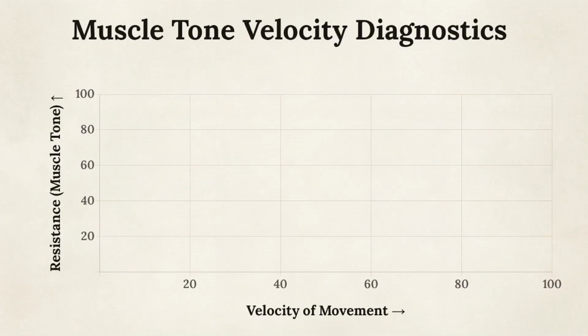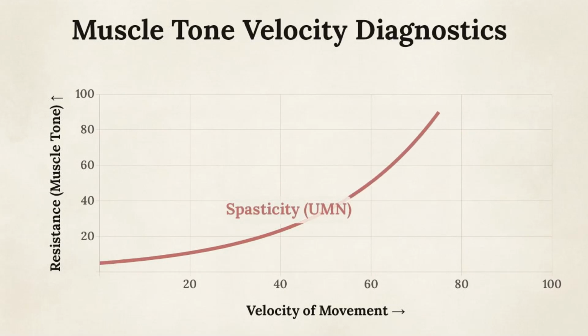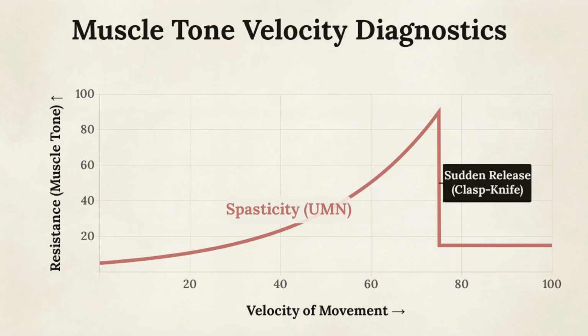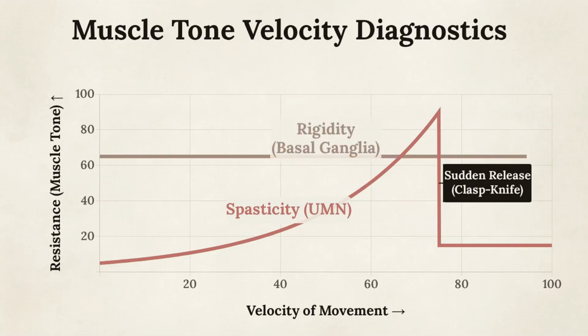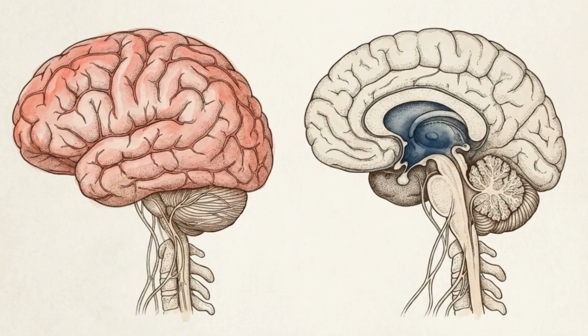To diagnose the specific type of brain lesion, we look at velocity dependence, how resistance changes relative to the speed of movement. Spasticity is a specific sign of an upper motor neuron lesion. Moving the limb faster causes resistance to build exponentially until it suddenly gives way, much like a clasp knife. Contrast this with rigidity, a sign of basal ganglia dysfunction. Here, resistance is uniformly stiff and independent of speed, appearing like a bending lead pipe. Feeling a joint's resistance to speed allows a clinician to physically differentiate a cortical stroke from Parkinson's disease.